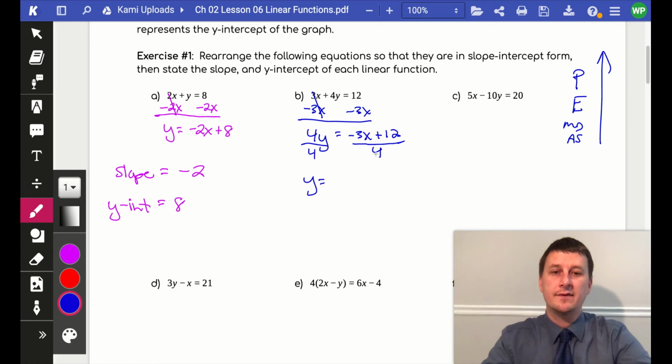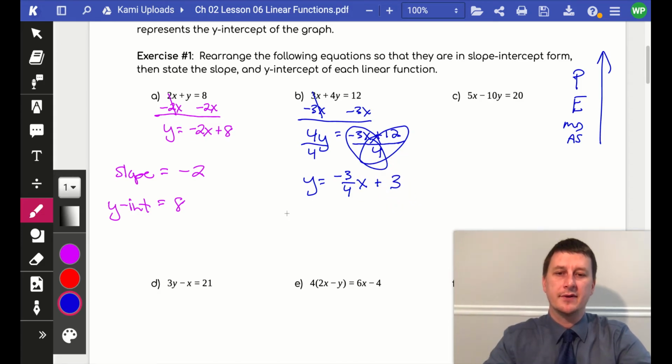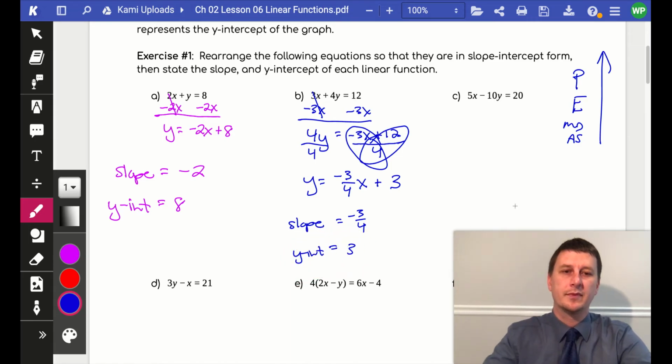So I'm going to do negative 3 divided by 4 first. I can't do that and get an integer, so I'm going to keep it as a fraction. I'll have negative 3 over 4x. And then 12 divided by 4. Remember, I need to divide this term and this term by 4. Both terms must be divided by 4. And this will give me a positive 3. So that makes my slope right here, negative 3 over 4. And my y-intercept is going to be 3.